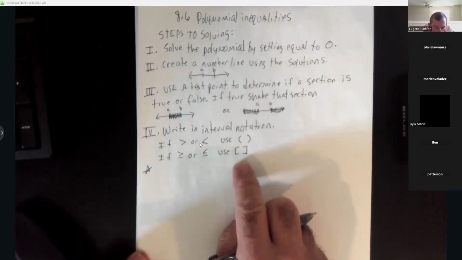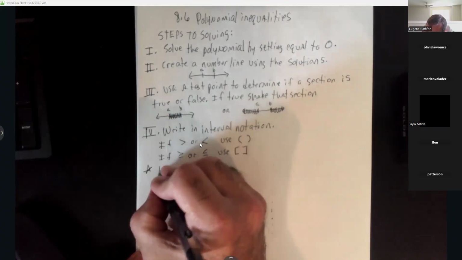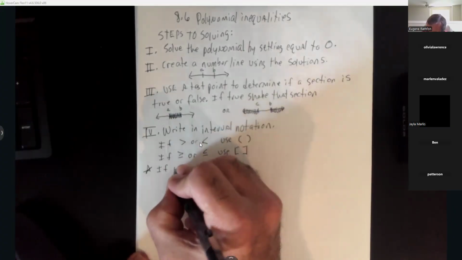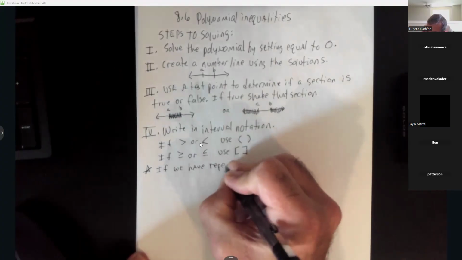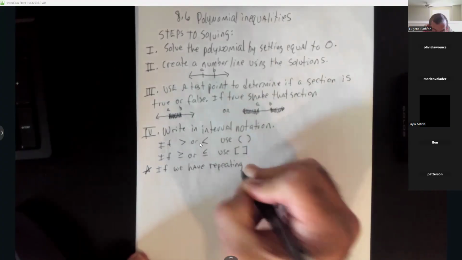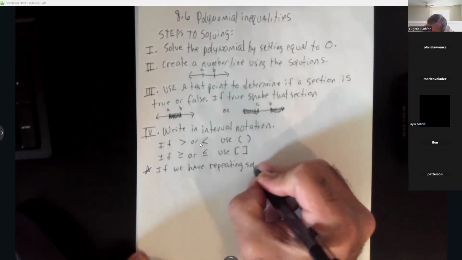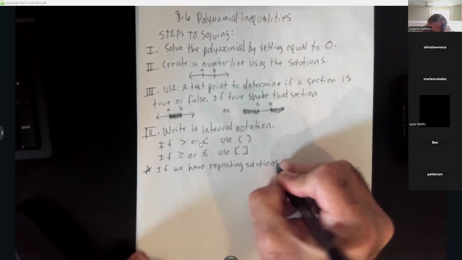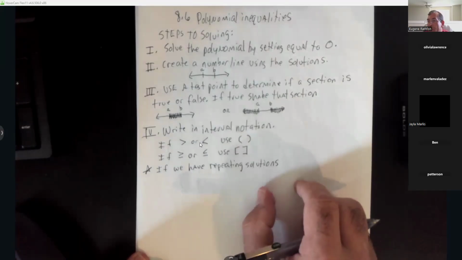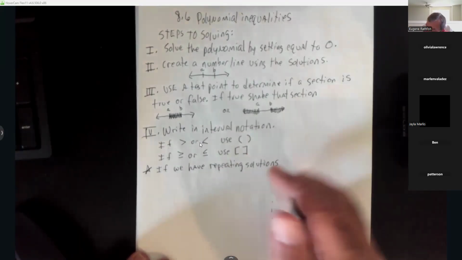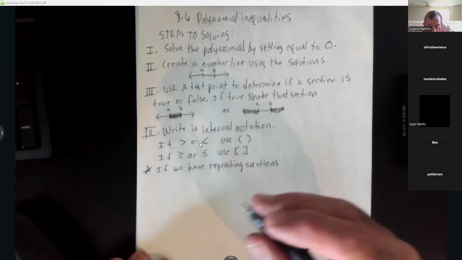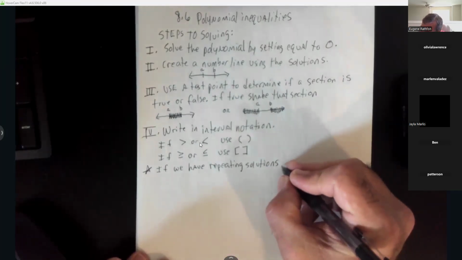Now, there's two other things that'll happen. If we have repeating solutions, so you get x plus 2, which both gave you -2. If you have repeating solutions, then that is the only number you exclude.